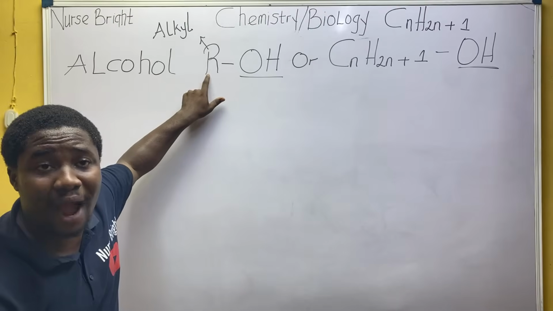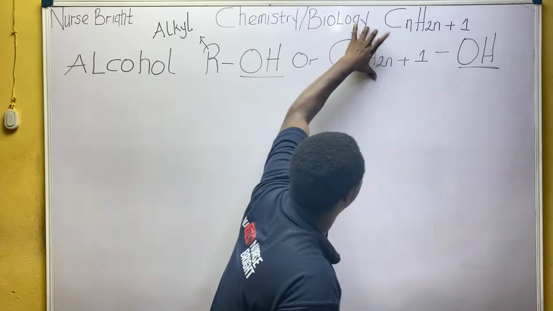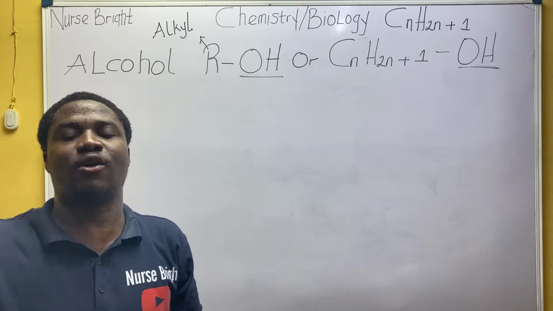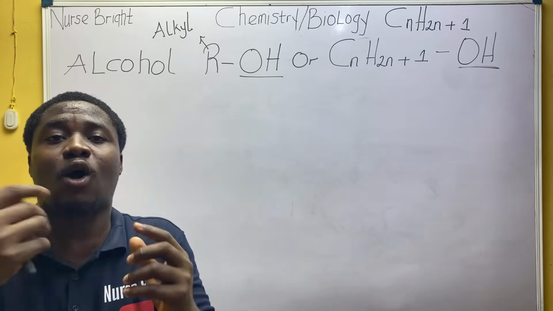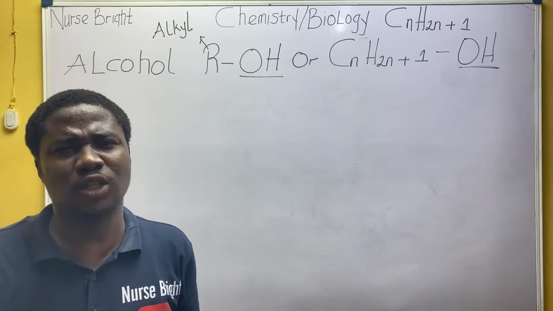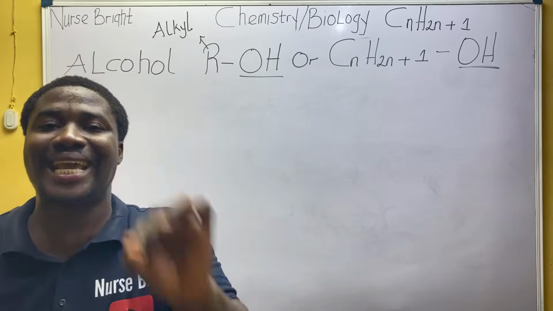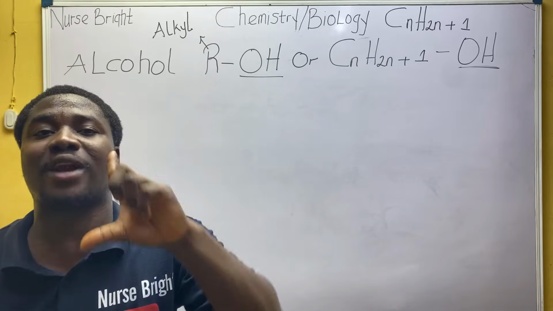Which is your alkyl group? It is the R. Are you there? Which is also represented as this. So note the difference between a functional group and an alkyl group. A functional group is a special bond, radical or atom that gives that compound its chemical identity, and it is the main site of reactivity.